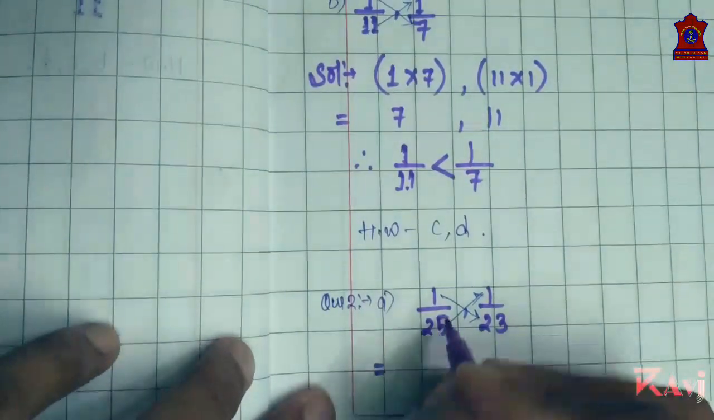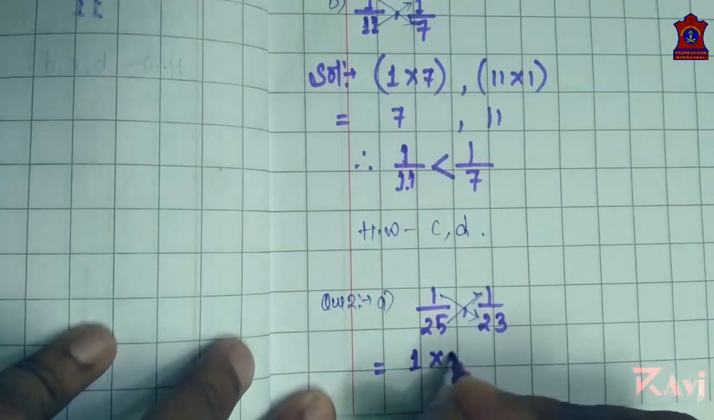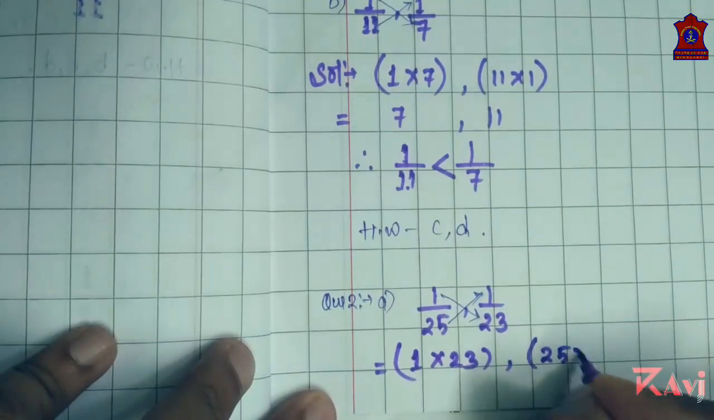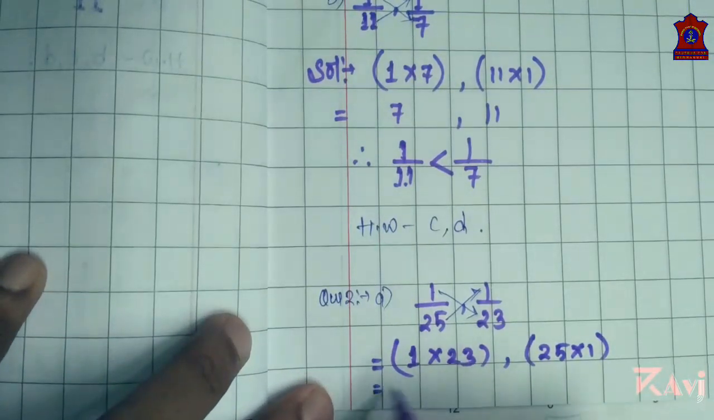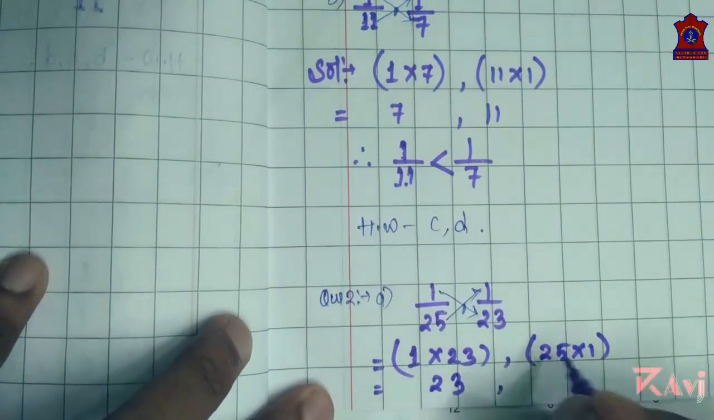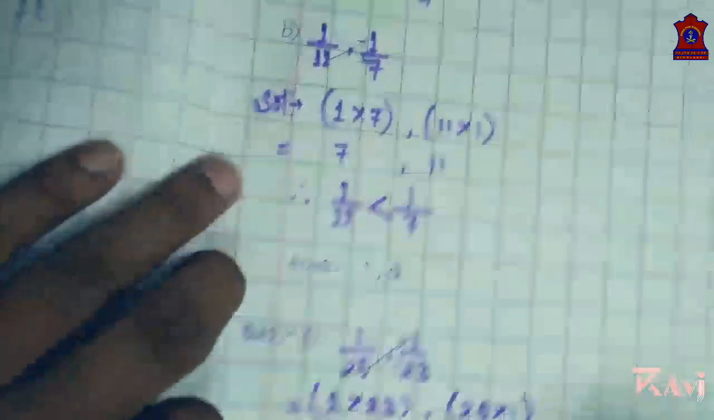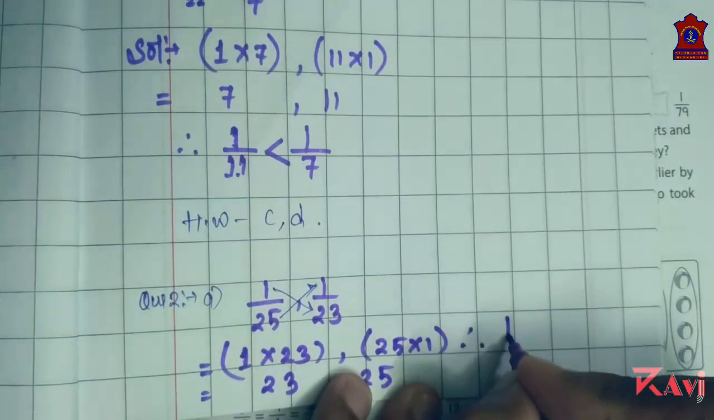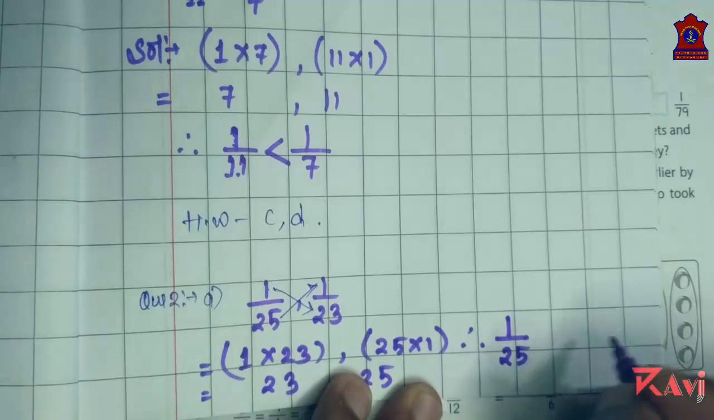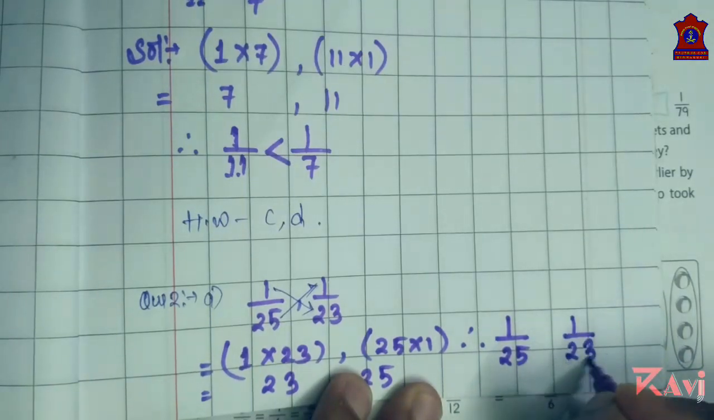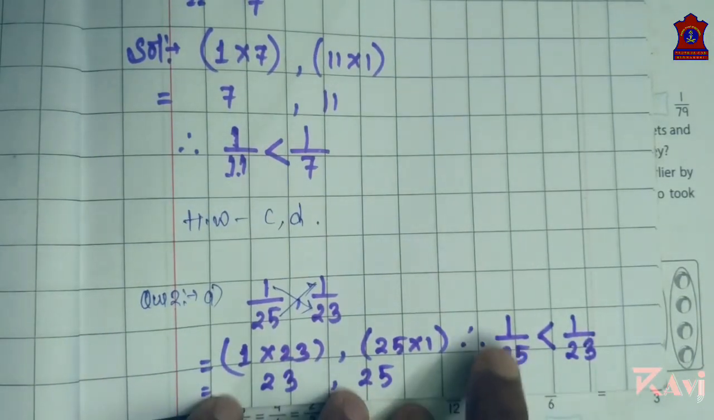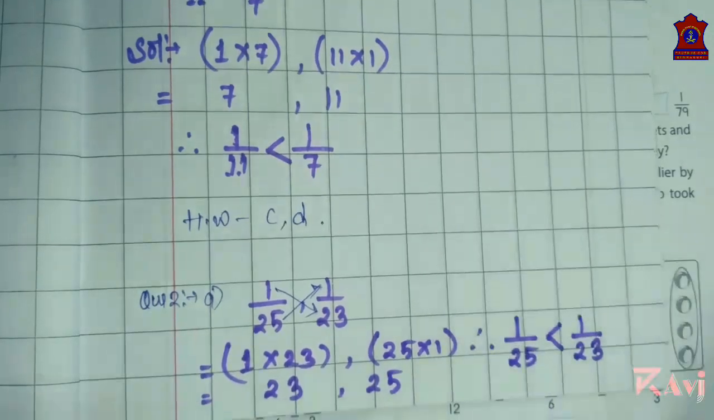Clear? See, 1 into 23 and 25 into 1. Clear? Now 1 into 23 is 23 and 25 into 1 is 25. Therefore 1 by 25 is smaller than 1 by 23. So you will be putting a greater sign here. Once you're putting a greater sign here, you will be finding this is smaller. Clear? So put the same sign. Greater and smaller sign you will be using.